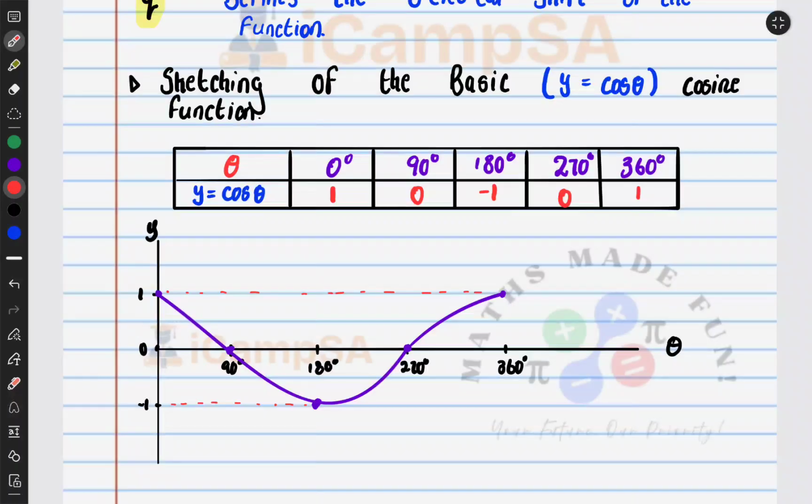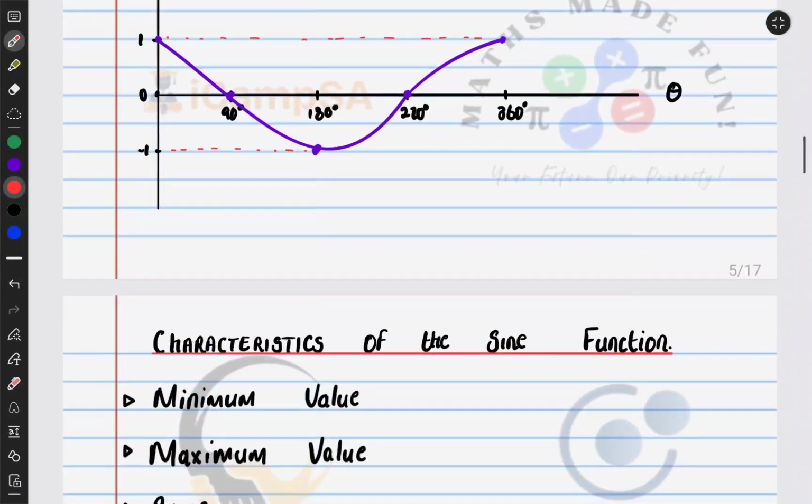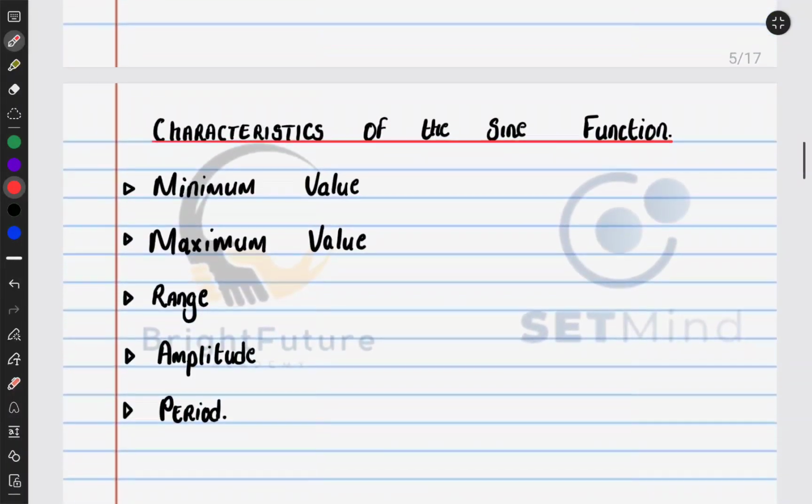Once you reach 360, if you were to plot this function for even bigger or for more number of degrees, what you will see happening is that the same shape will start occurring again. So once again, the period for this cosine function is 360 degrees. Okay, so let's go ahead and look at the characteristics of the cosine function.